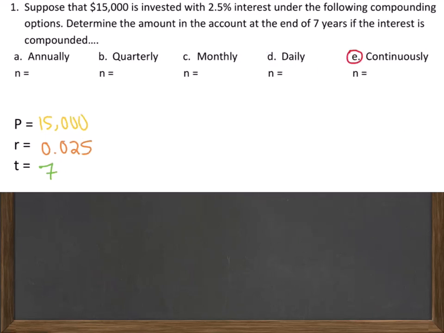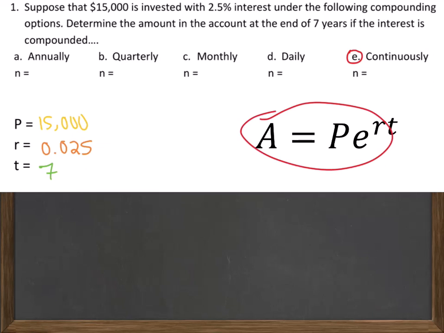Okay, so let's do number 1, part E. So this time we're compounding continuously. So what is n if we're compounding continuously? Well, remember, for continuous compounding, we use a different equation, and this equation, as you can see, does not contain n. So we don't even need an n. So let's go ahead and fill this out.